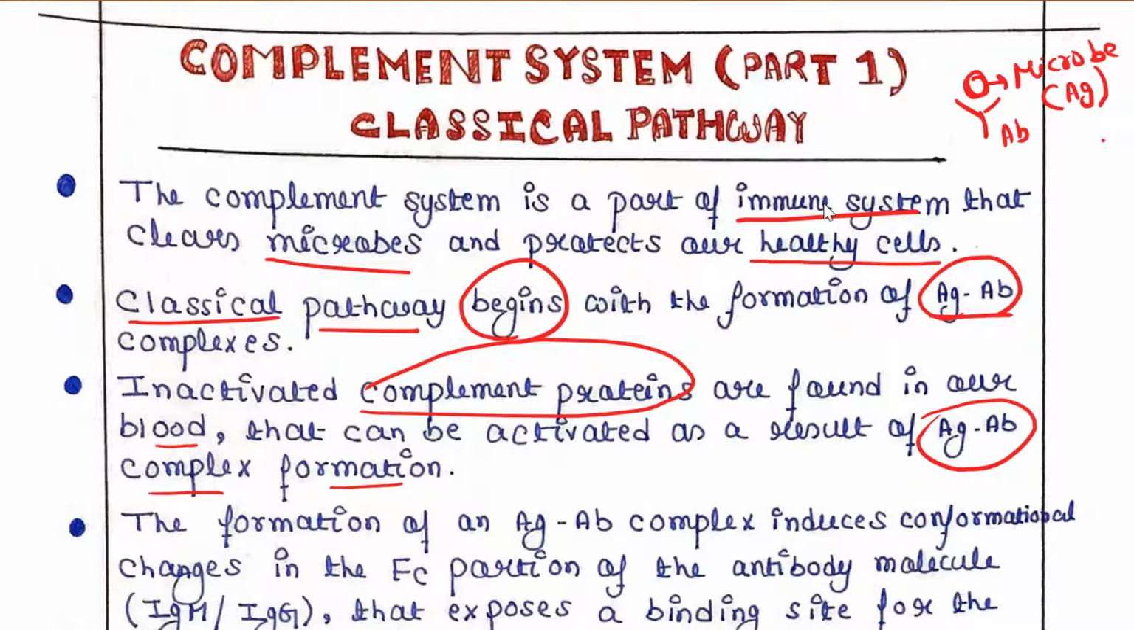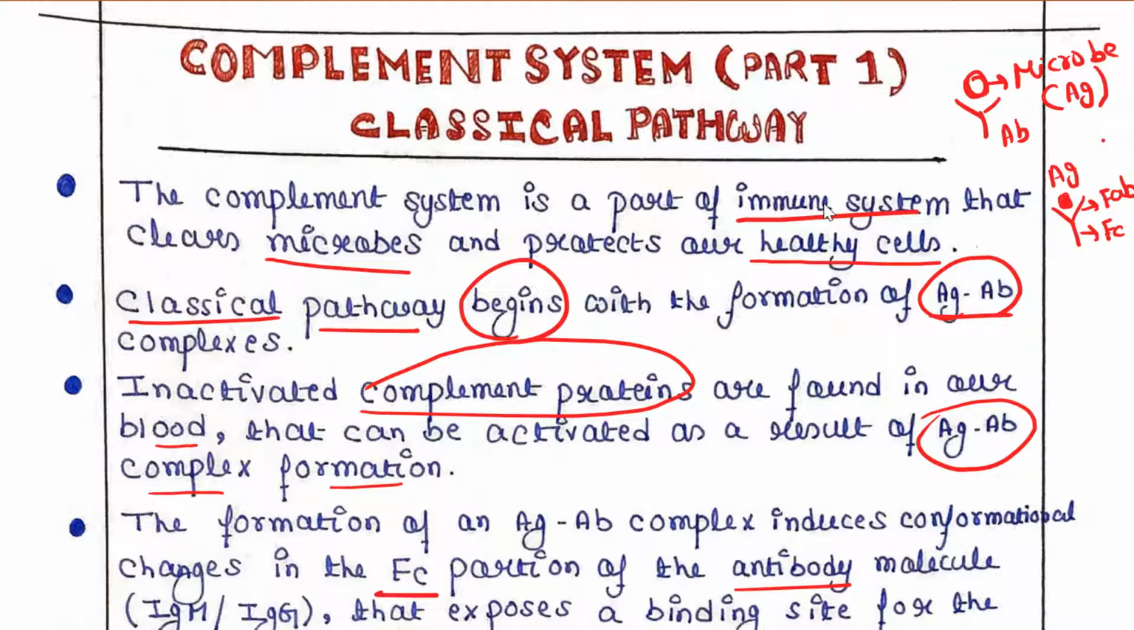The formation of an antigen-antibody complex induces conformational changes in the Fc portion of the antibody molecule. So we know that an antibody contains 2 parts. This part is the Fab region that binds the antigen. And this part is the Fc region. So this part is open.